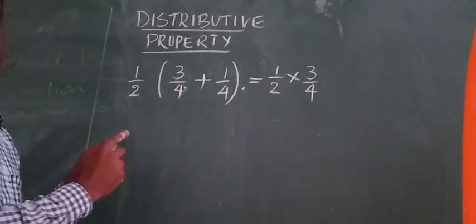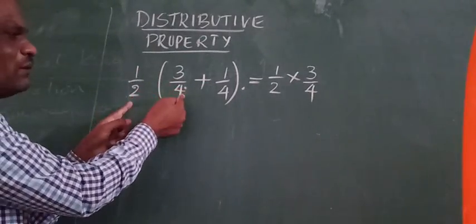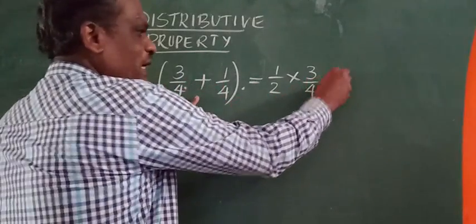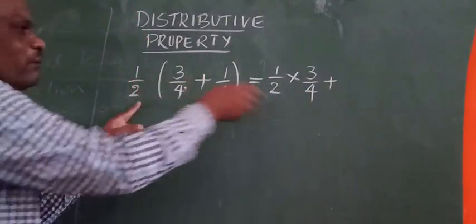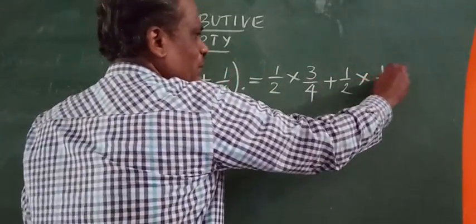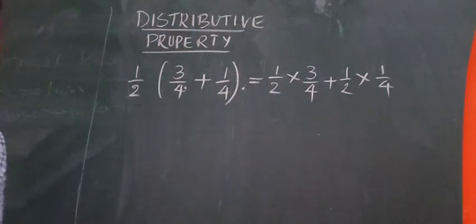How am I going to distribute? Look at this. 1 by 2 I am going to multiply to 3 by 4. Then what is the sign here? We have to write plus. Then again 1 by 2 once again into the second number, 1 by 4. So I have to multiply like this. This property is called the distributive property.